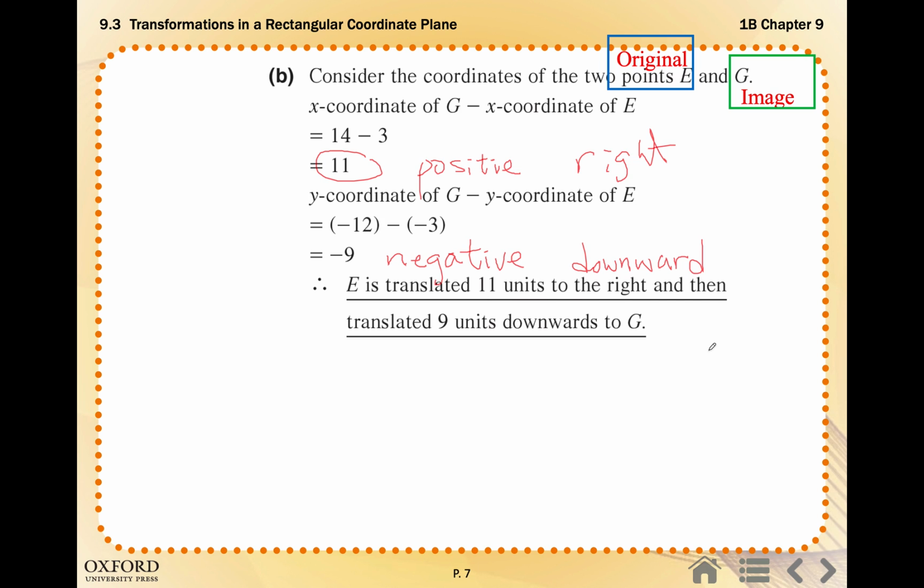Okay, so this is the part about translation. And I hope that you can try the lesson worksheet that I assigned to you as homework. The first part is about translation. Then you can try this one first.